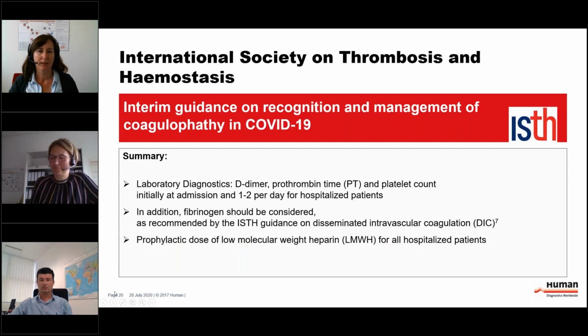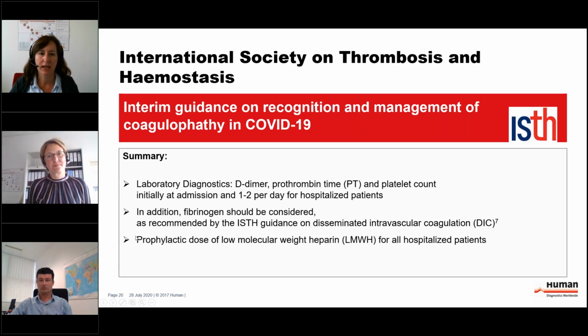Thank you very much, Babel. So how do we manage this new version of coagulopathy? As already mentioned earlier, the ISTH, the International Society on Thrombosis and Haemostasis, released very early guidance documents. In this first guidance document, they recommend for laboratory diagnostics in coagulation D-dimer, prothrombin time, and also the platelet count, initially at admission to hospital, and for hospitalized patients once to twice per day. In addition, if DIC is suspected, fibrinogen should also be considered.